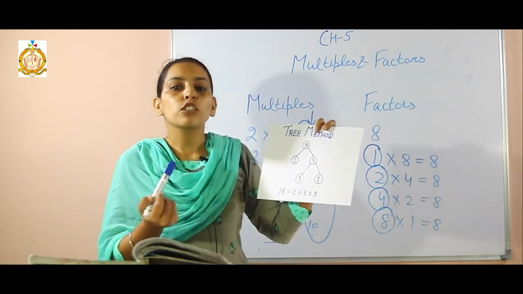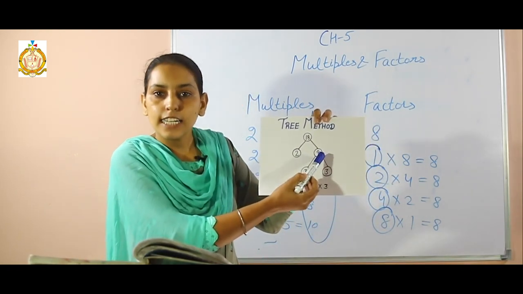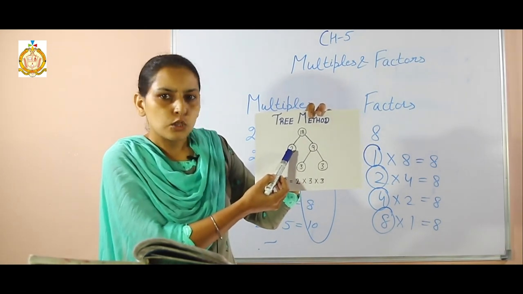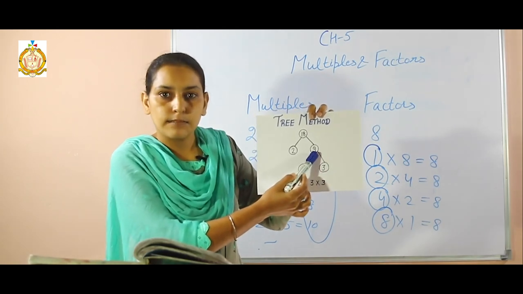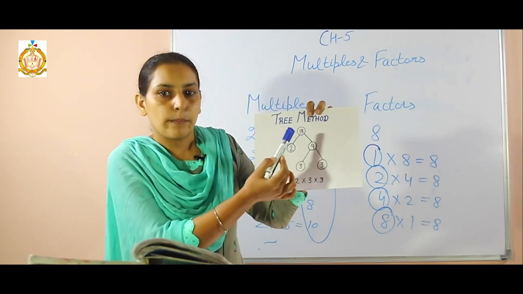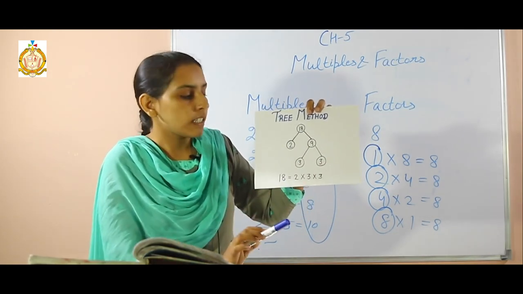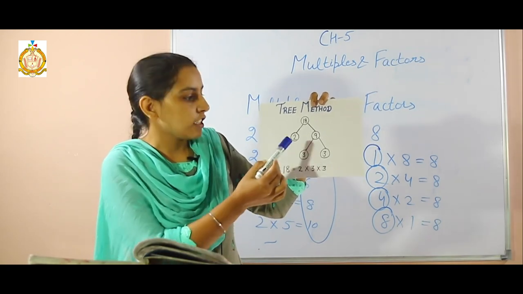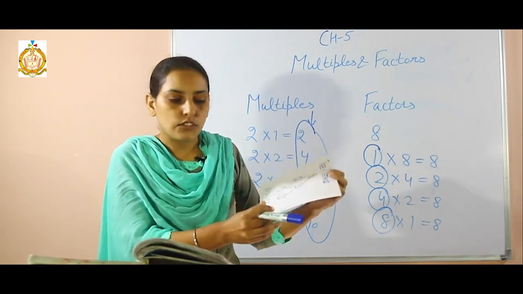Students, 18. First of all, 18 comes in which table? 2 9s are 18. Students, here 2 is a prime number, stop it here. Next, 9. 9 comes in which table? 3 3s are 9. Now students, 3 is again a prime number, so stop it here. That means 18 is equal to 2 multiplied by 3 multiplied by 3.